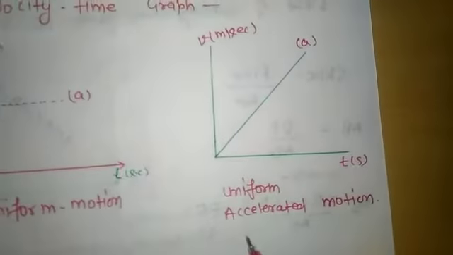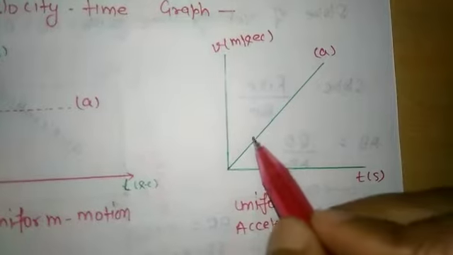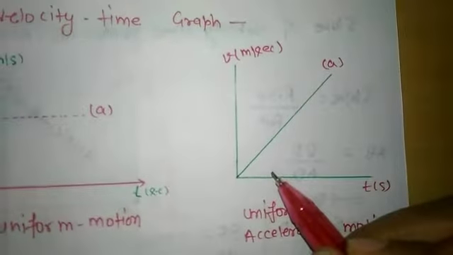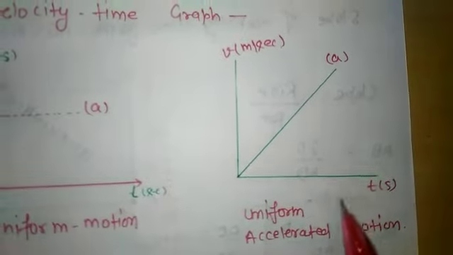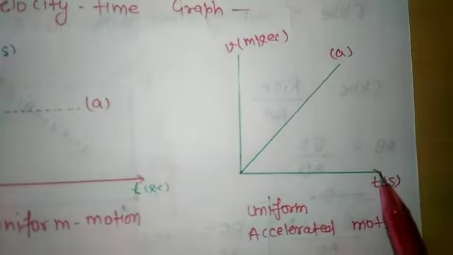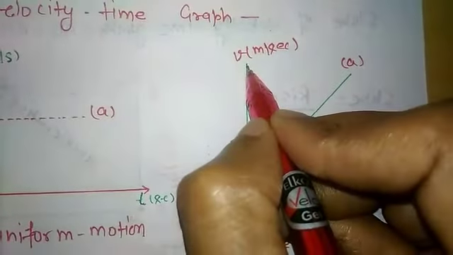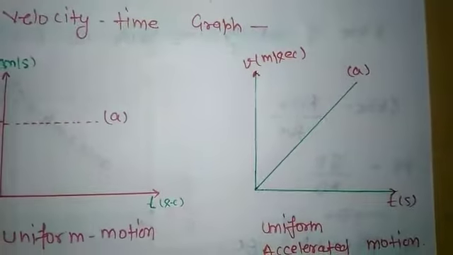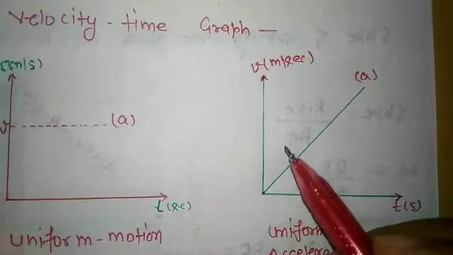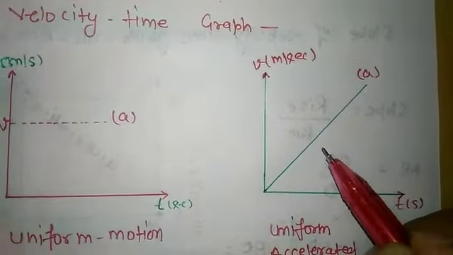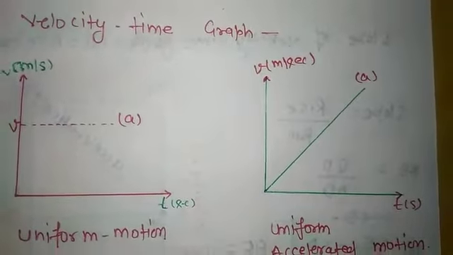And when we increase the acceleration, their velocity-time graph looks like this. This is the time, and this axis represents the velocity. And when we increase the acceleration, their velocity will increase.